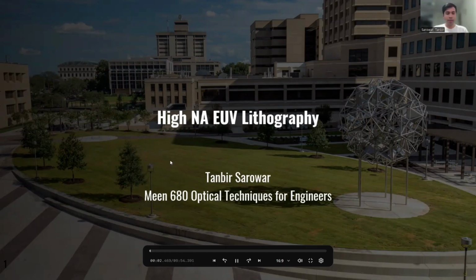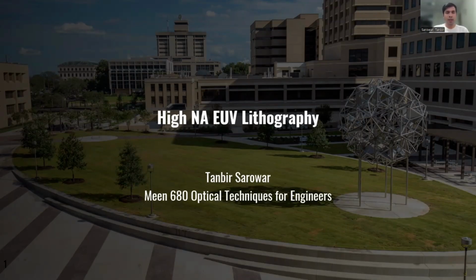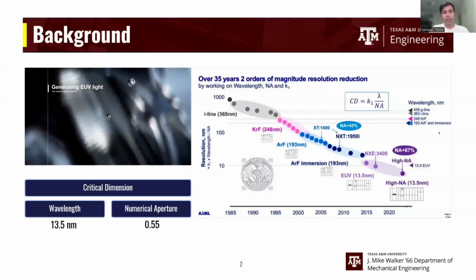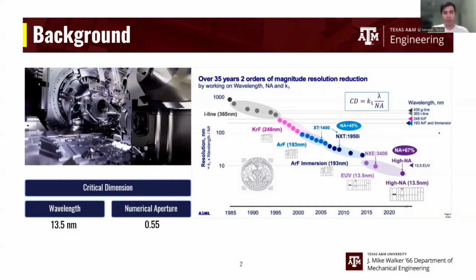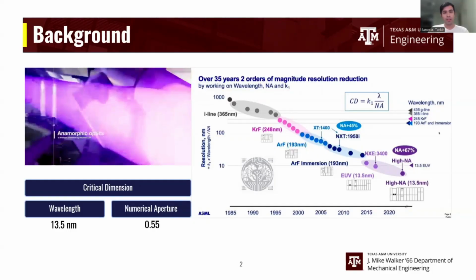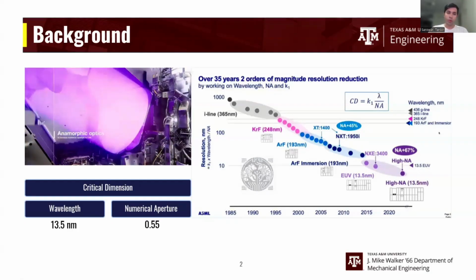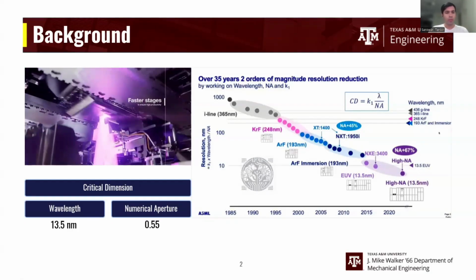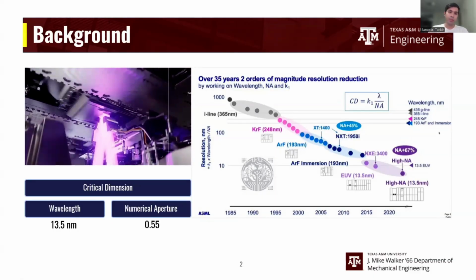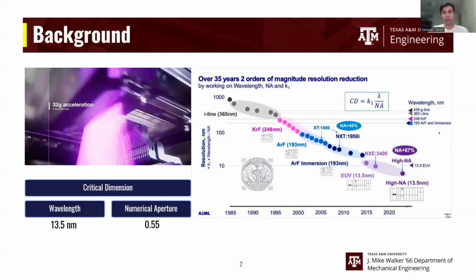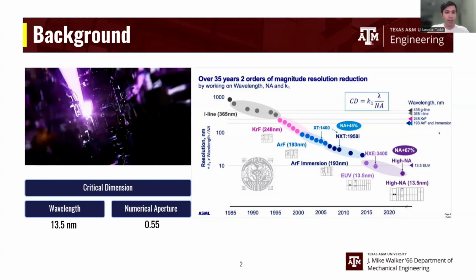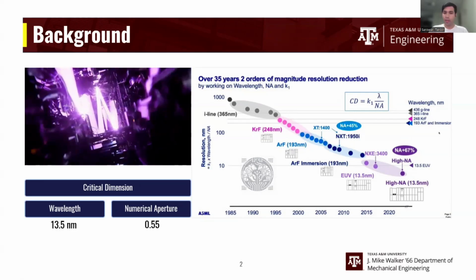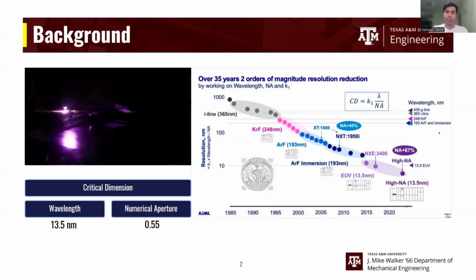So I'll be presenting my project on high numerical aperture EUV lithography. Here's a historical overview of how lithography has been changing over time. We started with a wavelength of 248 nanometers. Previously it was larger than that. Then we kept reducing the wavelength of the light source we used for lithography. And currently we use extreme ultraviolet, which is about 13.5 nanometers.